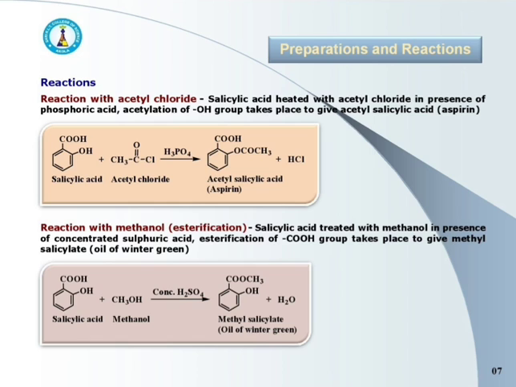Here, during conversion of salicylic acid to its ester, methyl salicylate, the COOH group gets converted to COOCH3, and that is by esterification using methanol and concentrated H2SO4.